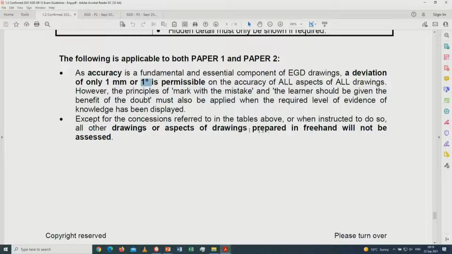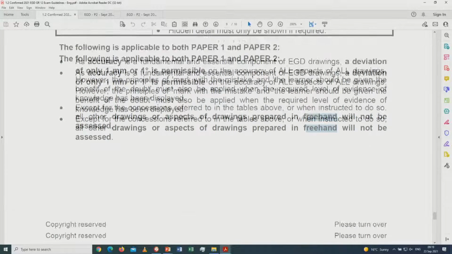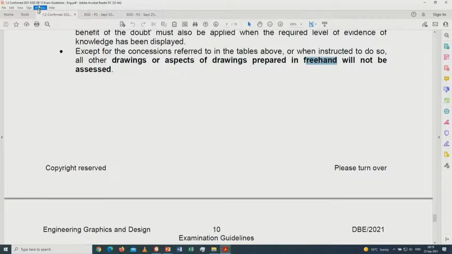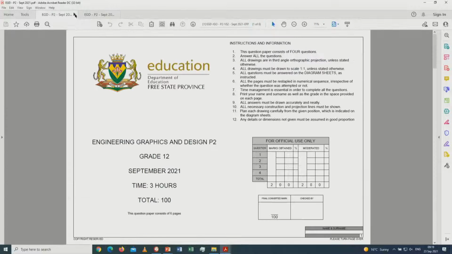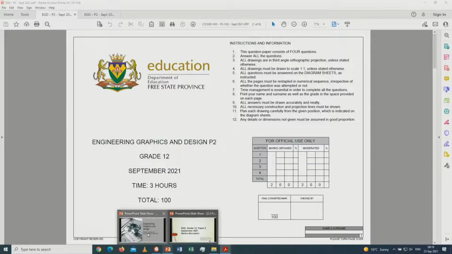Ladies and gentlemen, the last thing I want to point out: if a learner draws something in freehand, you will not get the marks for that, especially for paper 2. For paper 1, hatching of substructure is still allowed, but for the rest it is not. All right, so this is your question paper. I want to focus more on a few things before we start.